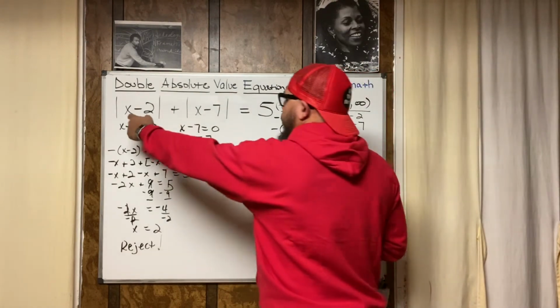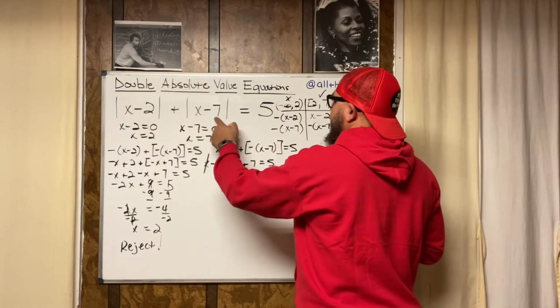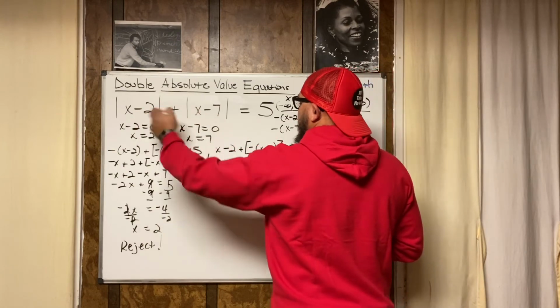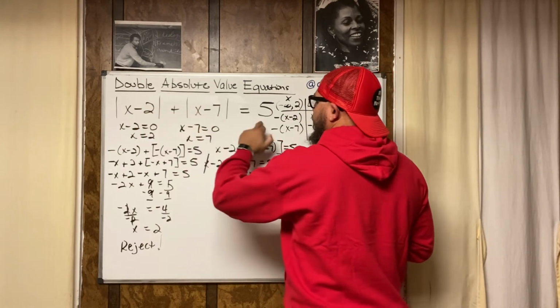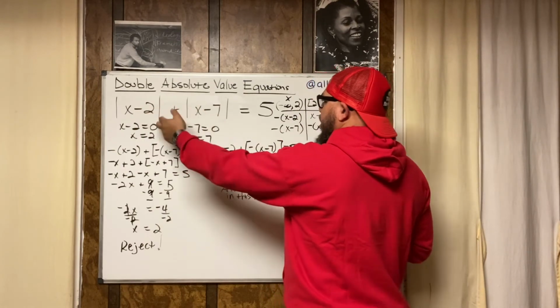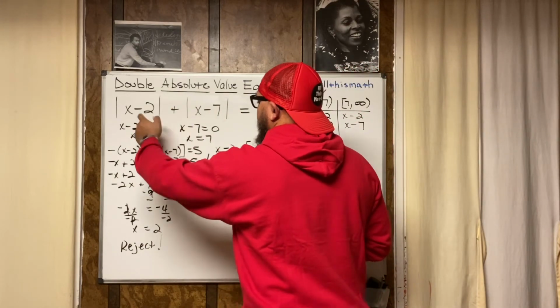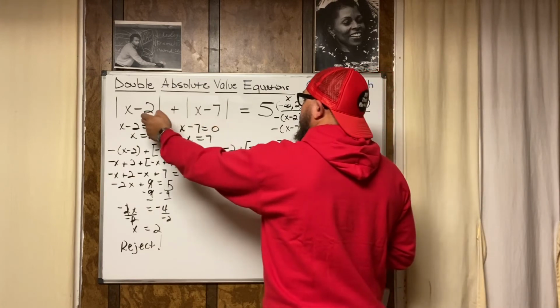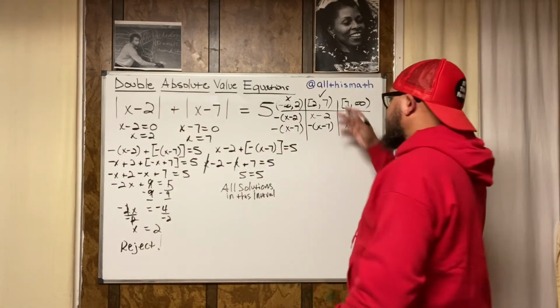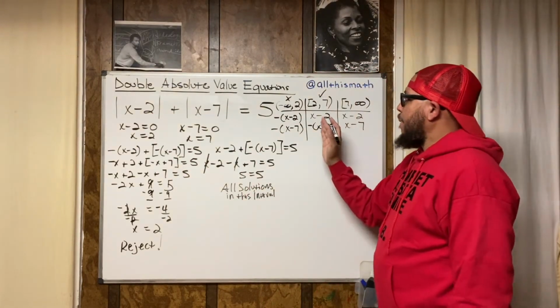What about 3? 3 minus 2 is 1. 3 minus 7 is negative 4. That's 1. That's 4. What's 1 plus 4? 5. Because the absolute values, right? 1 plus 4 is 5. What about 7? Let's go up to 7. 7 minus 2 is 5. 7 minus 7 is 0. What's 5 plus 0? 5. So this is good. Everything in this, and actually, no.